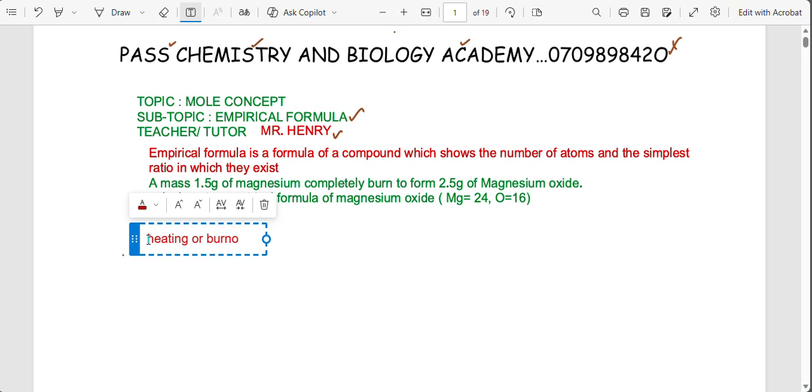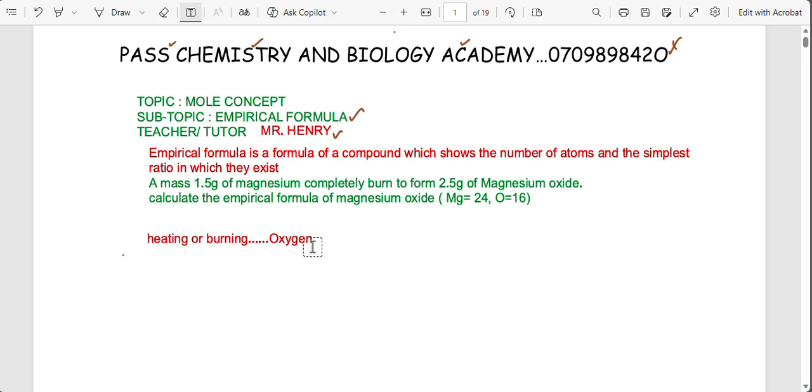Everyone knows that anywhere we have heating or burning, there is involvement of what? What supports burning? Very good, in the comment section. It is oxygen gas. So anywhere we see burning or heating, there is involvement of oxygen. Now they are telling us a mass of 1.5 grams of magnesium completely burned to form 2.5 grams of magnesium oxide. Calculate the empirical formula.